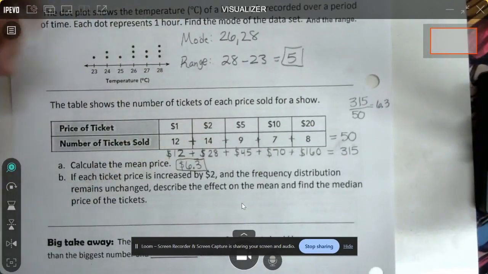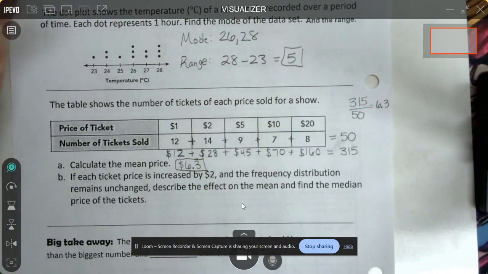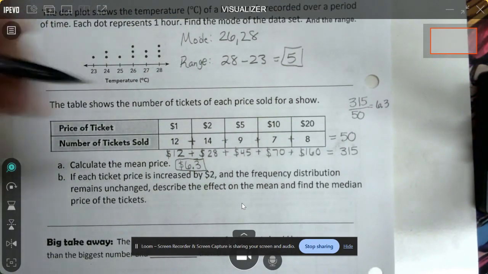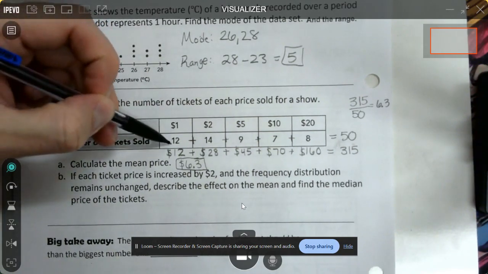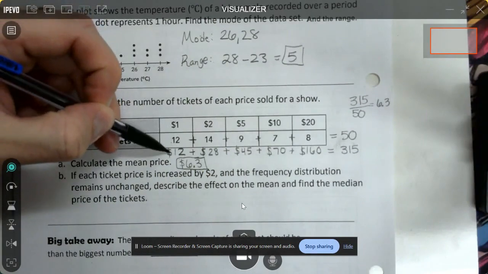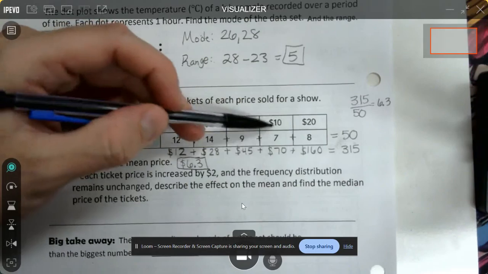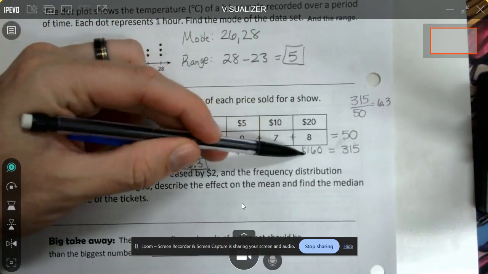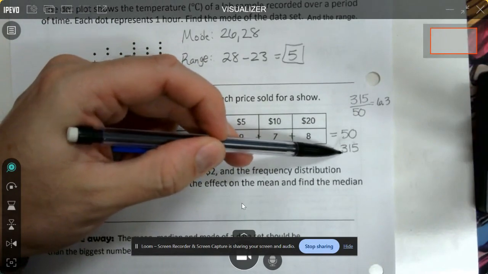All right, guys, so to find this mean, we have to find the total price for all the tickets sold for each price range. So multiply the price of the ticket by the amount of tickets sold. So 1 times 12 is 12. 2 times 14 is 28. 5 times 9 is 45. 10 times 7 is 70. 20 times 8 is 160. Then we add all those up, so it's a total price of $315.